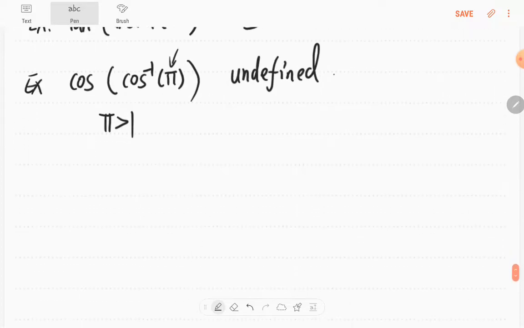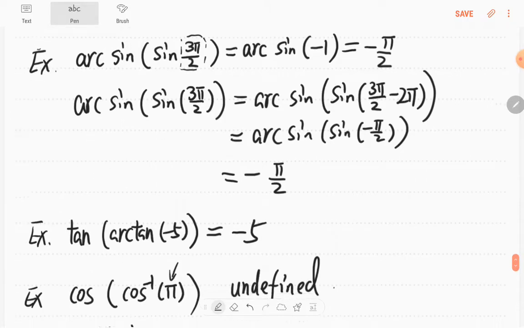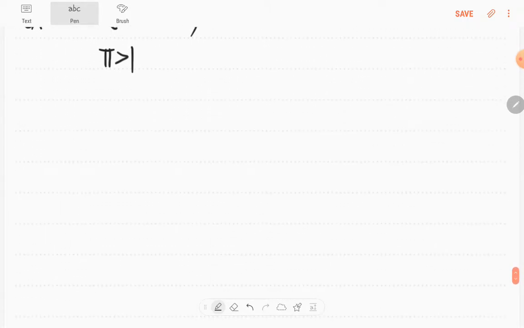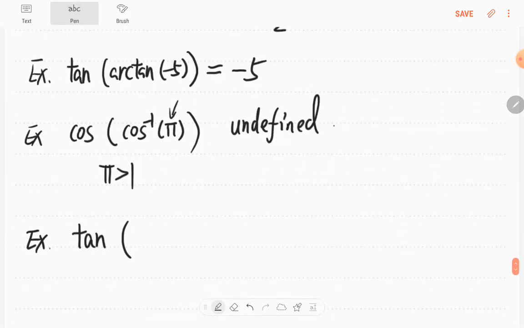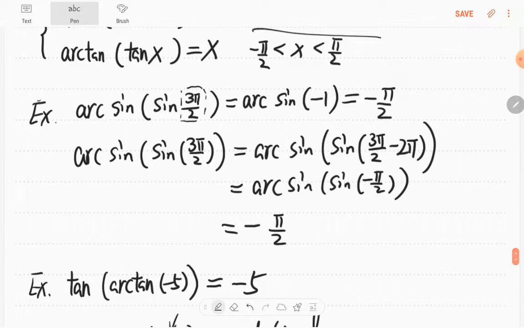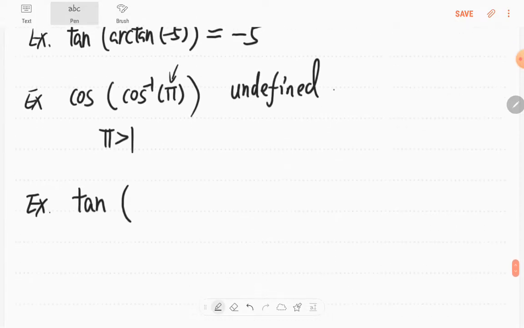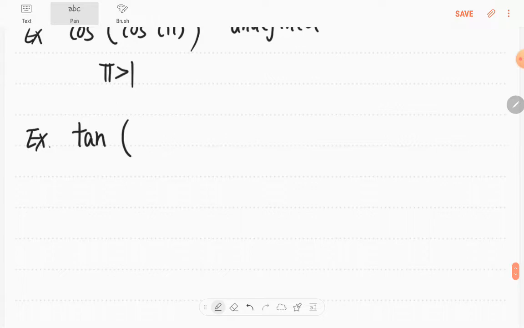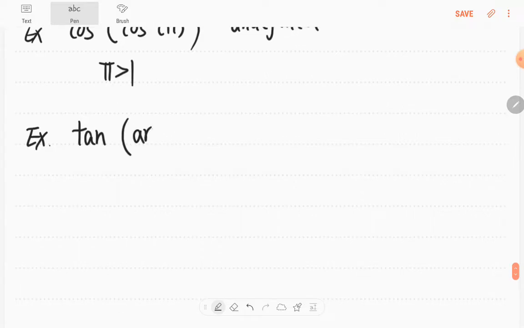So far we have some special angles, and you can always do that. However, if you have no special angles, let's look at this one. We have cosine and cosine inverse, tangent and tangent inverse, or sine and sine inverse. If we mix them together, like tangent arc cosine 2/3, how do we do that?